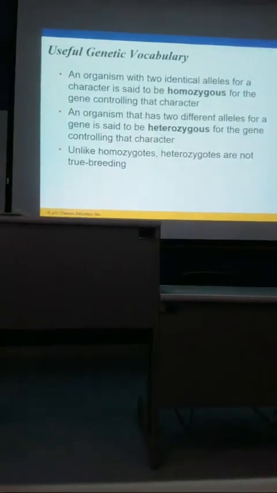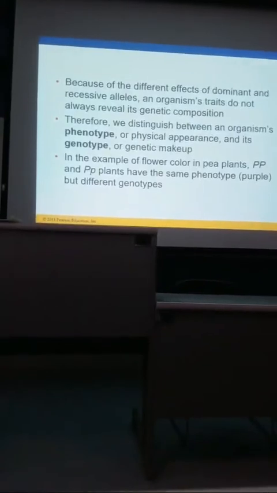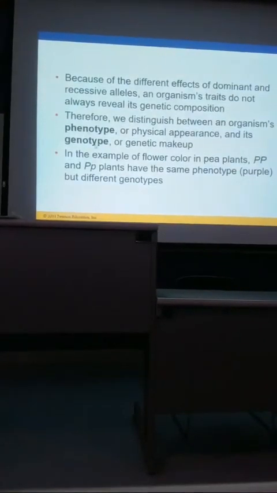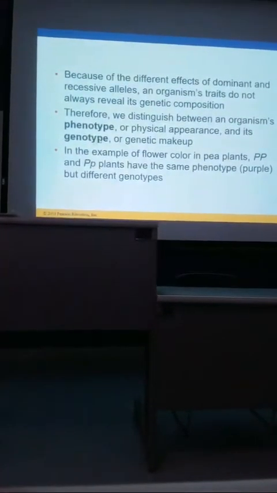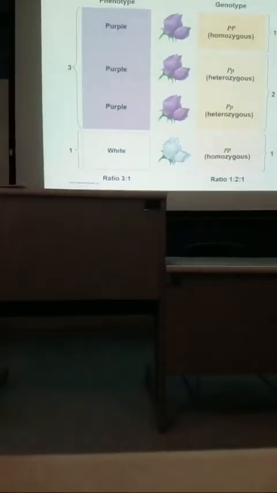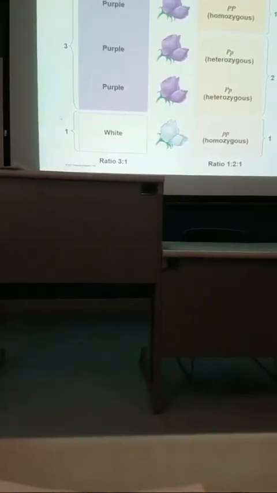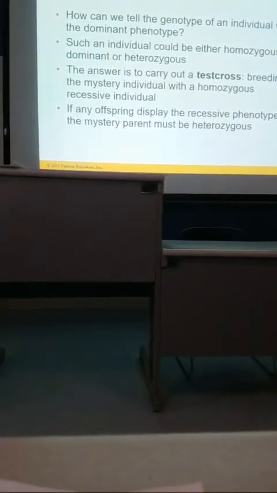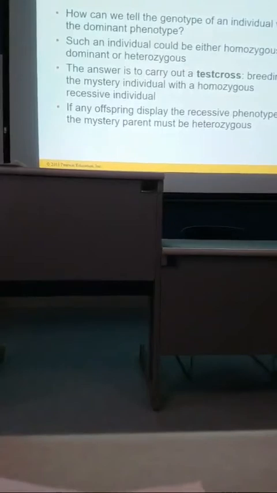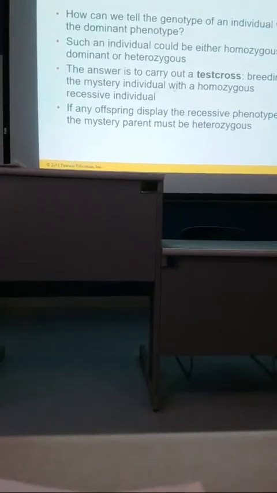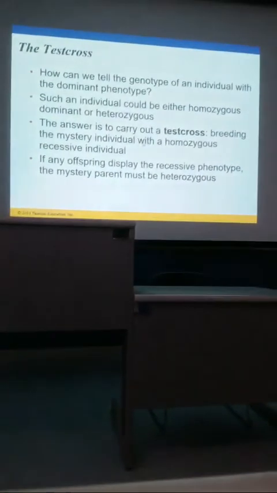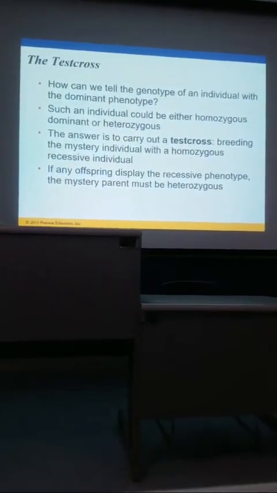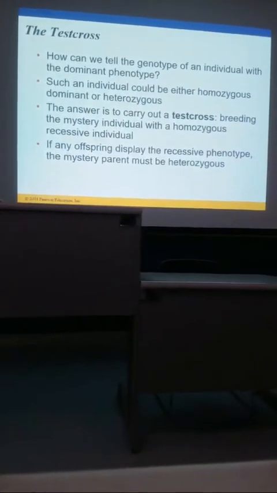This tells you homozygous and heterozygous, as I've just talked about. This tells you phenotype and genotype, as we've just talked about. Notice this is the genotype. Phenotype is what you see, what shows up. A test cross is just taking two individuals, crossing them, and seeing what you get. That is called a test cross.